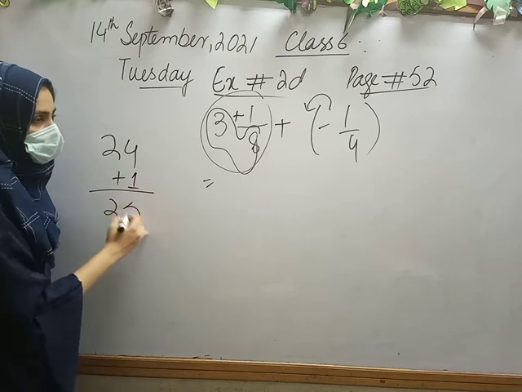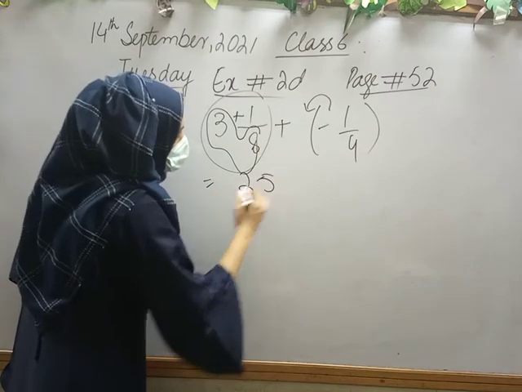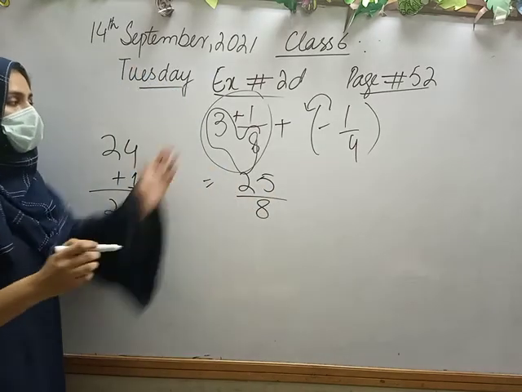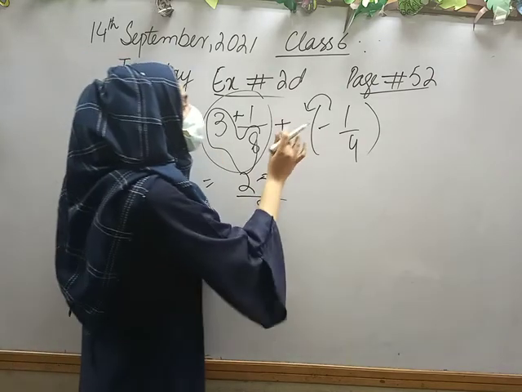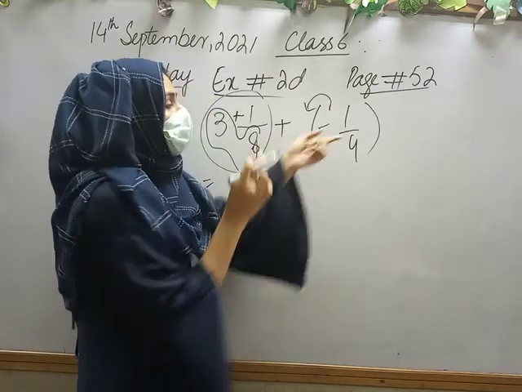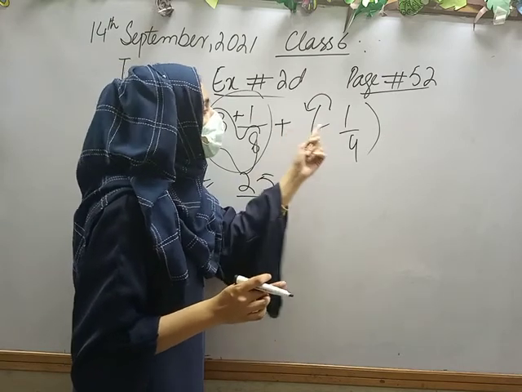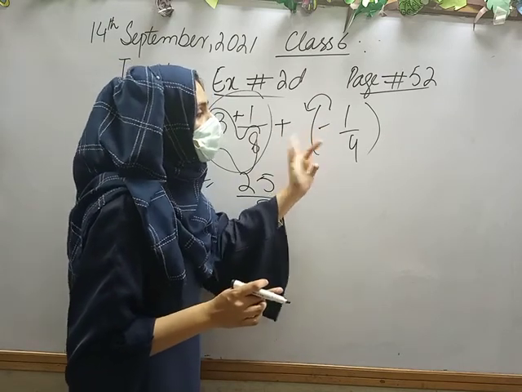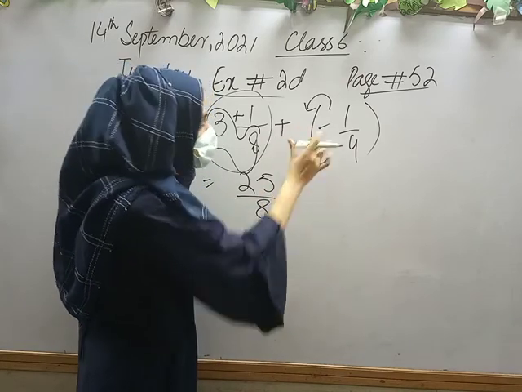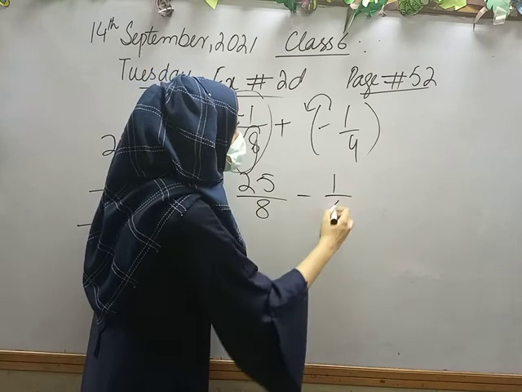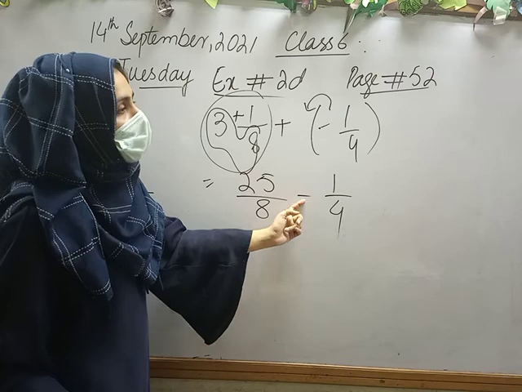Now class, we will simply add the number which is in the numerator. We will add in it. We have 25. 25/8. The denominator will be written as it is. Now, if you look, there is a sign of addition outside the bracket and there is a sign of minus, negative inside the bracket, and there is no number in between the two. So we will simply multiply the signs, which in the end is minus. Because two unlike signs are involved, we will write minus here.